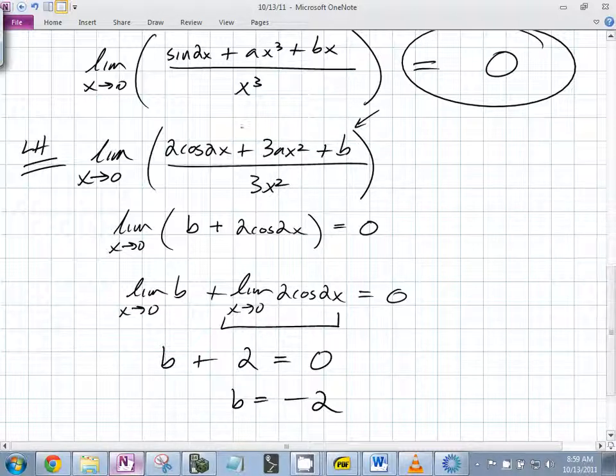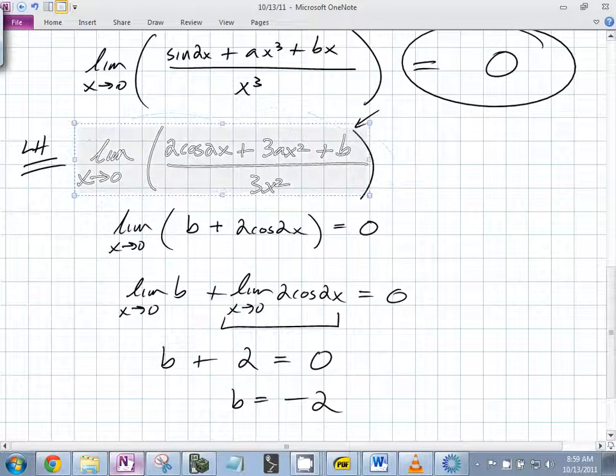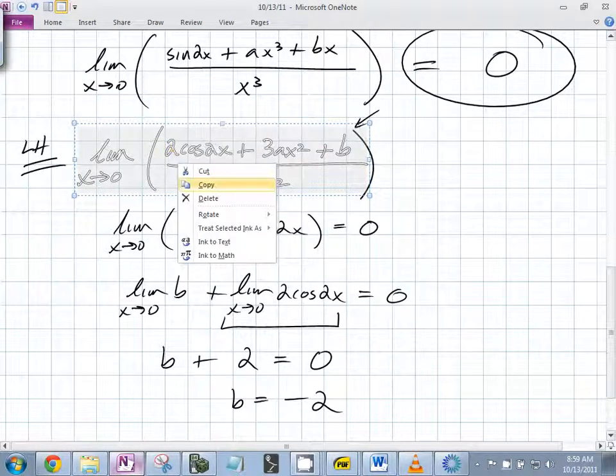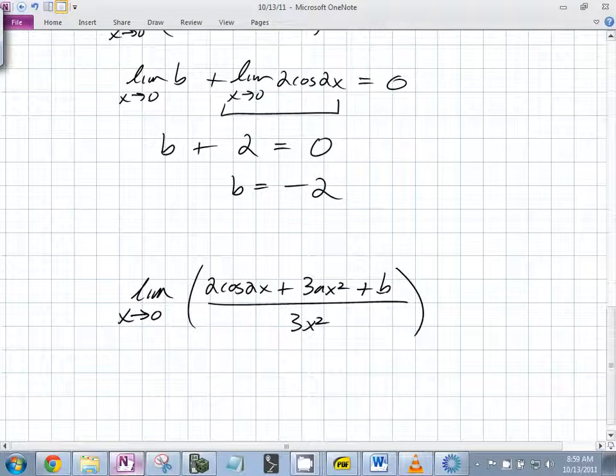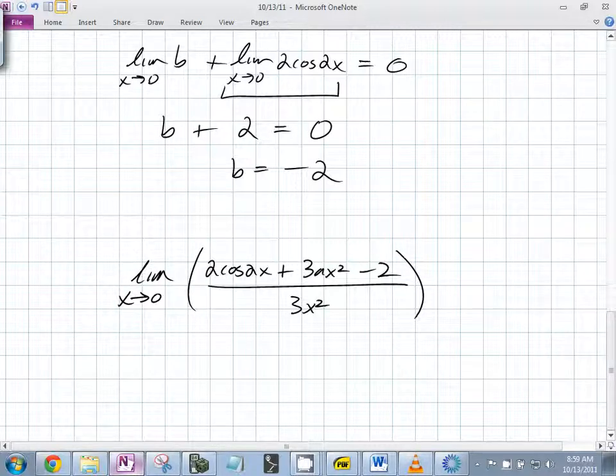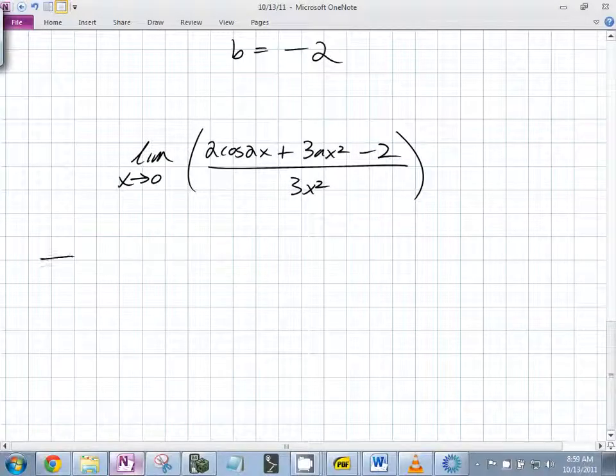So now we take this again. We're stuck here, but now we know b is equal to negative 2, thank you. So this equals minus 2. But now, as x goes to 0, the top goes to 0 and the bottom goes to 0. So what can we apply now? L'Hopital's rule again.